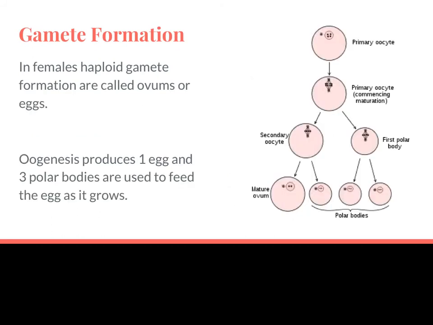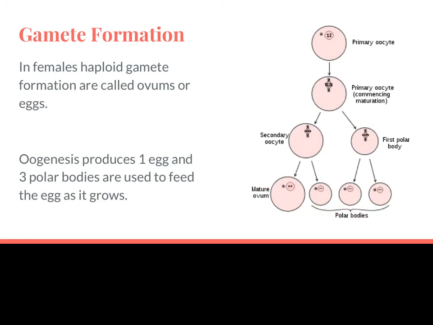On the opposite end, in females, haploid gamete formations are called ovums or eggs. Oogenesis is the process, and it does produce 4 cells, but it only makes 1 egg. And this is what's unique about oogenesis: yes, you have made 4 cells. 1 of those 4 is going to become the egg, and the other 3 are classified as what we call polar bodies.